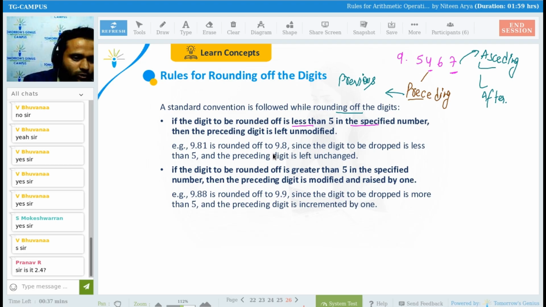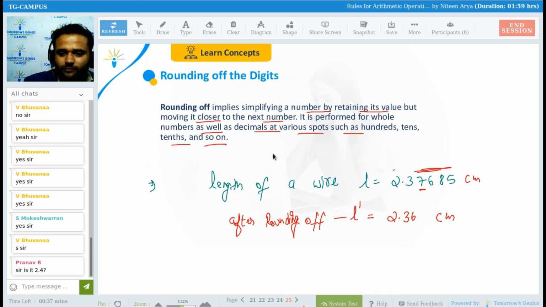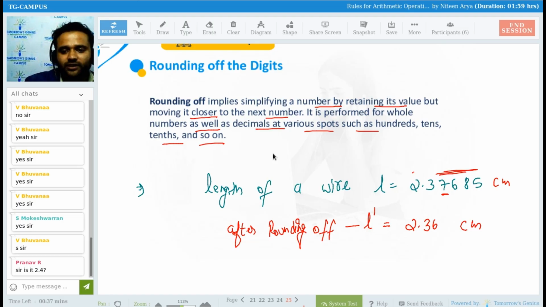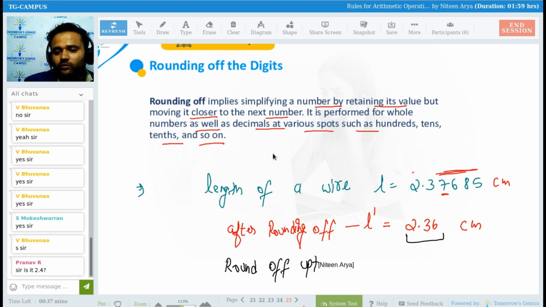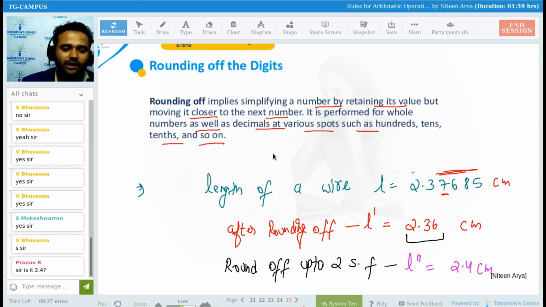Sir, is it 2.4? Which one, beta? Which one are we talking about? This one? Yeah, it can be L prime. See, I need to write this L prime into 3 significant figures. Okay. So for 3, it is going to be this. If I need to round off, or some examiner asks to round off up to 2 significant figures, then L double prime is going to be 2.4 centimeters. Is this clear what I am doing here?